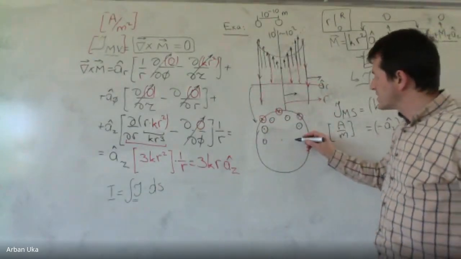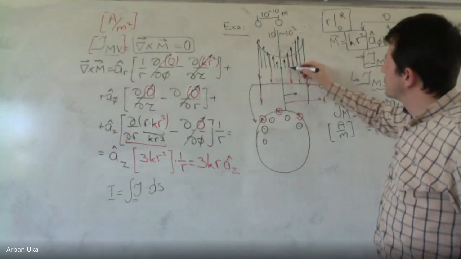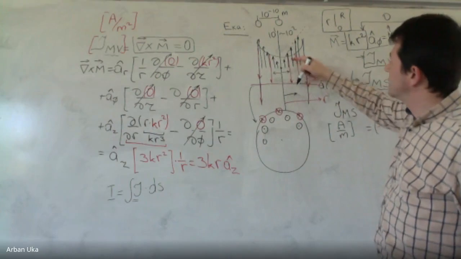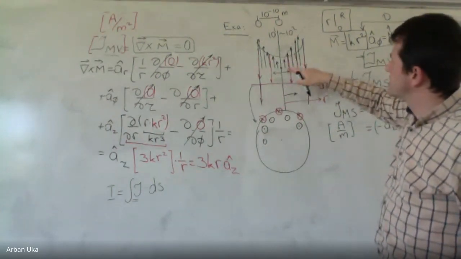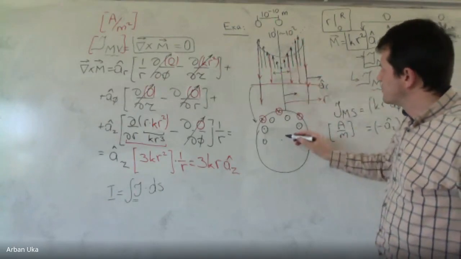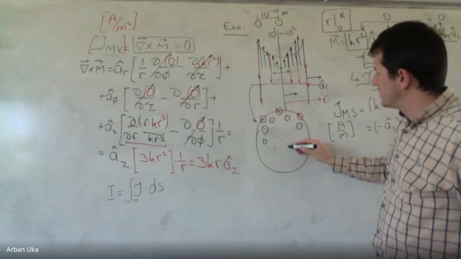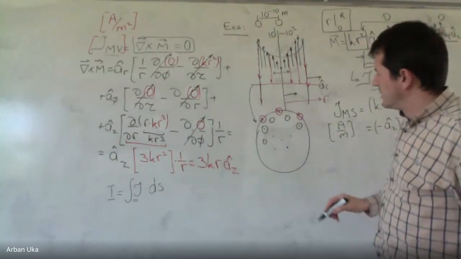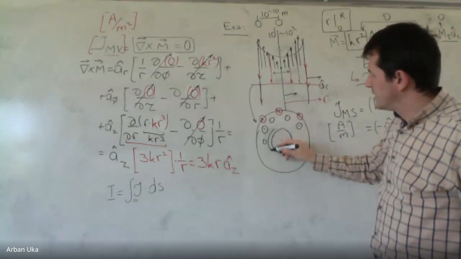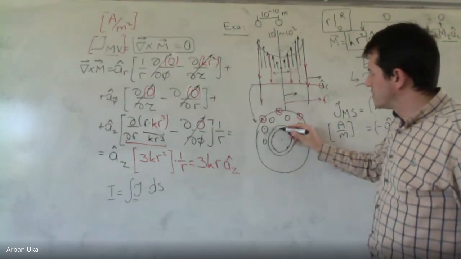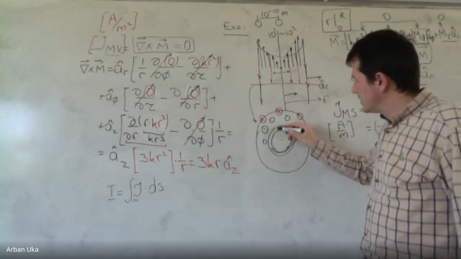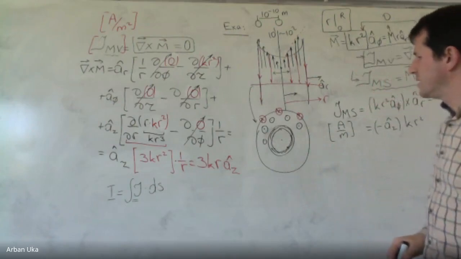So if we get this far away from the center and this far away from the other side, the current density is the same. So these two vectors that I'm showing here should be equal. At this point here and here, the current density is the same because the radius is constant. And we can assume that within this infinitesimally small area, the current density is also the same.